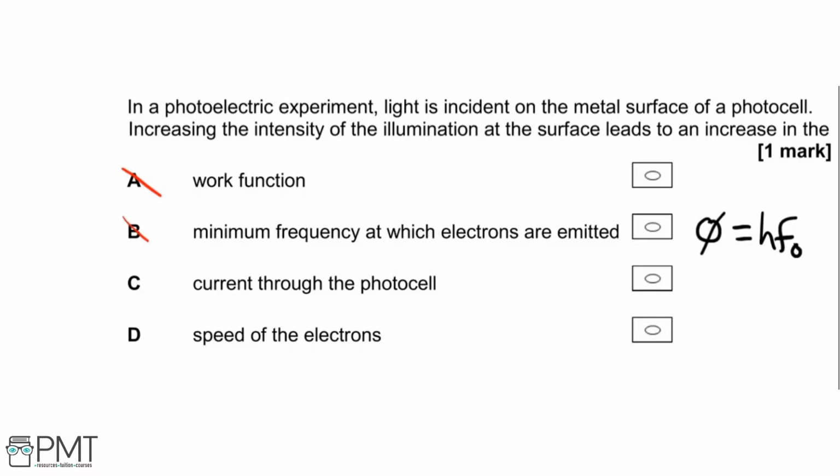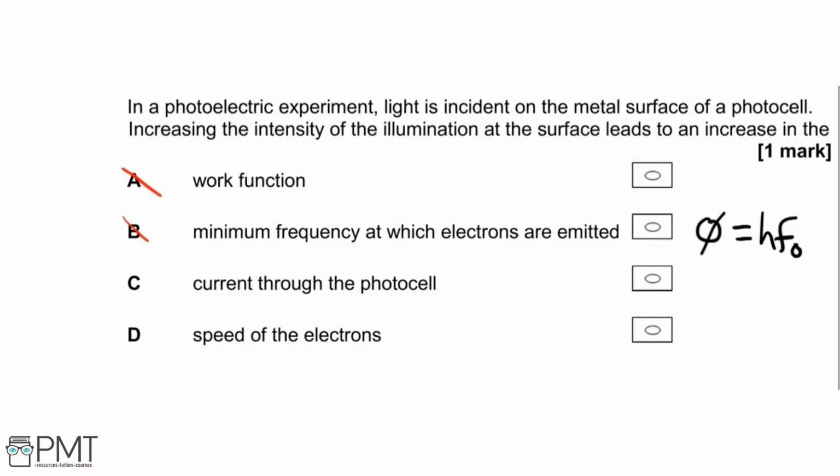Now C is correct, and the reason for that is the current through the photocell relates to the rate of flow of charge. That current is proportional to the rate of flow of electrons through the circuit. That rate of flow of electrons is governed by how many electrons are emitted from that metal surface per unit time, and that is affected by the intensity.